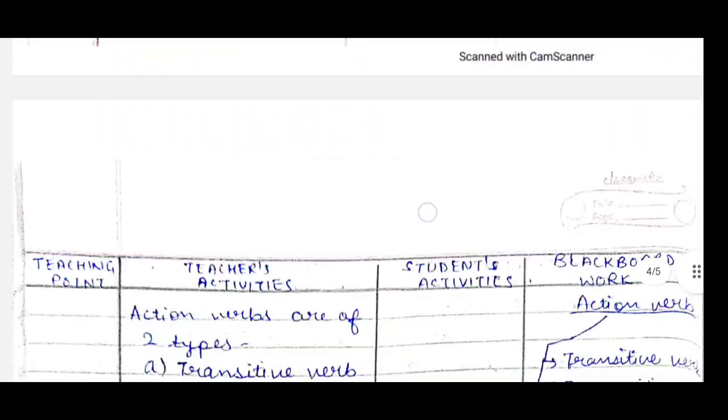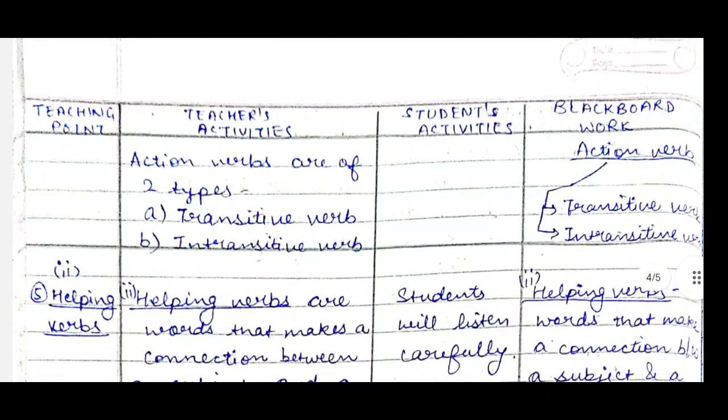Now action verbs are of two types again. It has subparts. So action verbs are of two types, that is first is transitive verb and second is intransitive verb. Okay, so we will write it on the blackboard, that there are two types of action verbs.